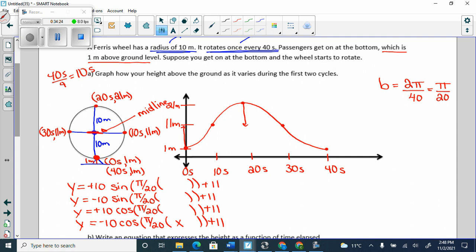Where does the maximum happen? At 20 seconds to the right, so it's going to be x minus 20. For sines, what did I tell you to draw? Your midline. That's it. I agree.